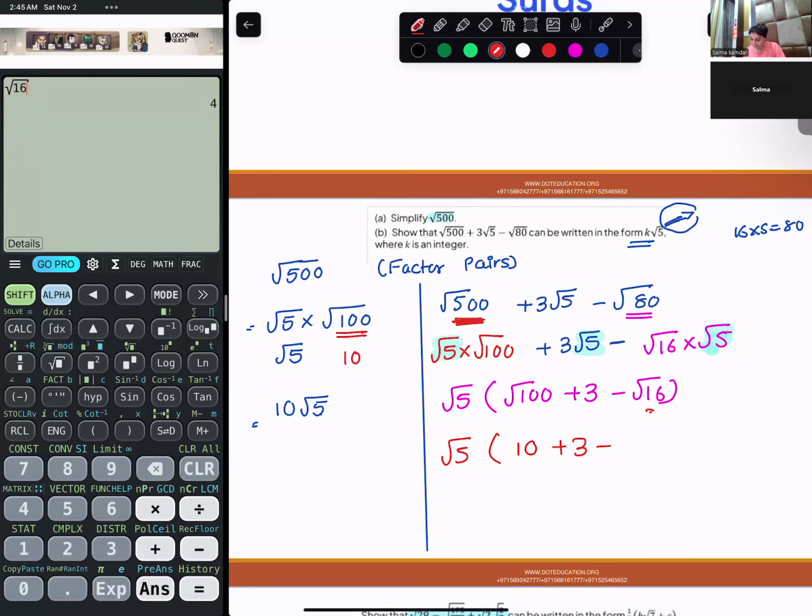Root of 16 is nothing but 4. And then I will do 10 plus 3 minus 4. This gives me 9, so this becomes 9 root 5. So I'm writing it in the form of k root 5, so my k is nothing but 9. So I have simplified the surd.